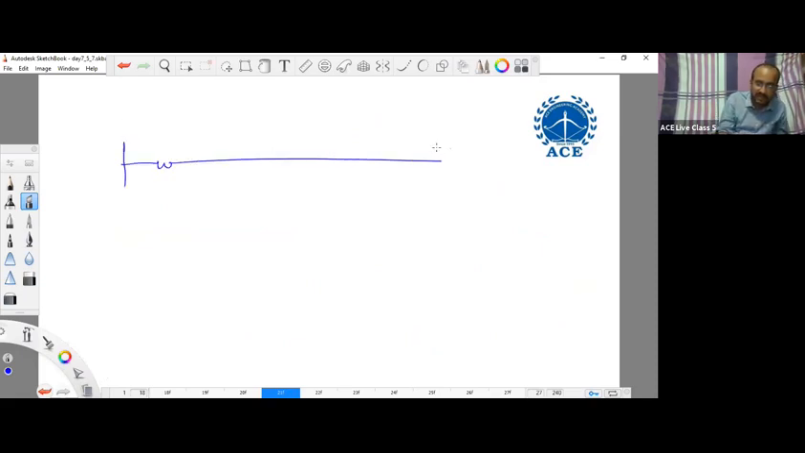If you observe here, you are using CT and relay. The function of the relay is to sense. Sensing itself will not give a complete protection. Then we need to provide what? Isolation. Isolation is to be done by what? Circuit breaker. Isolation is to be done by circuit breaker.